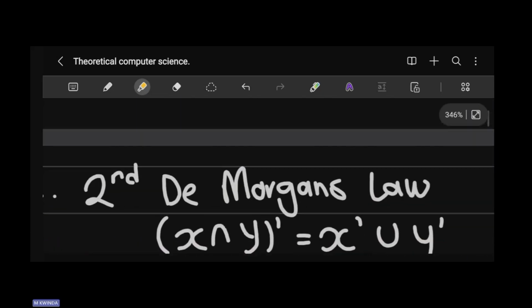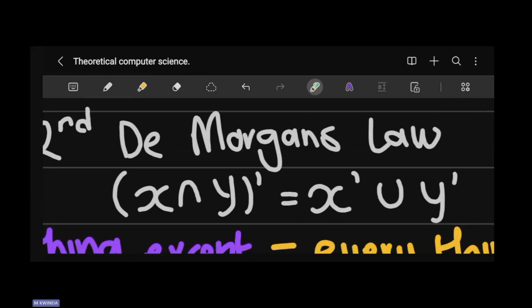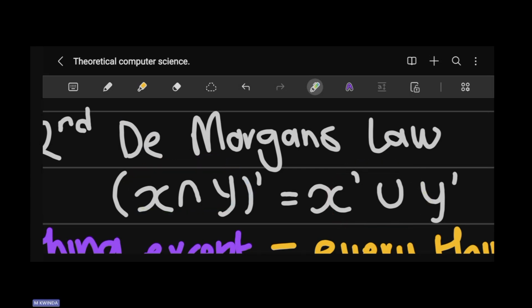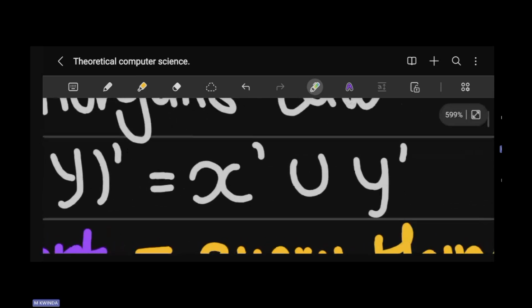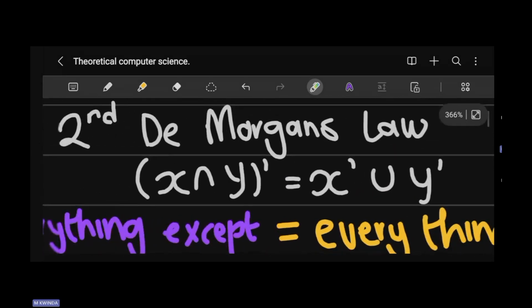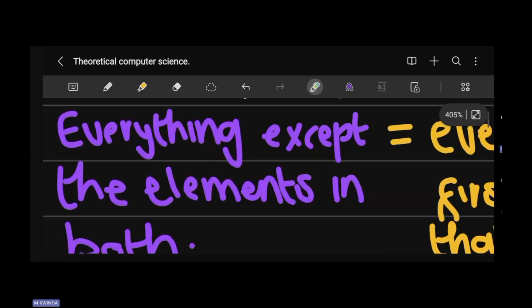Moving on to the second law, you would have this and that, and this basically means the complement of an intersection. So this obviously is an intersection, and that's a complement. So the complement of an intersection equals the union of the complements. So you would have a union and the complements, showing that these are equal. Everything except the elements in both. So you're taking everything except the elements that are in both.